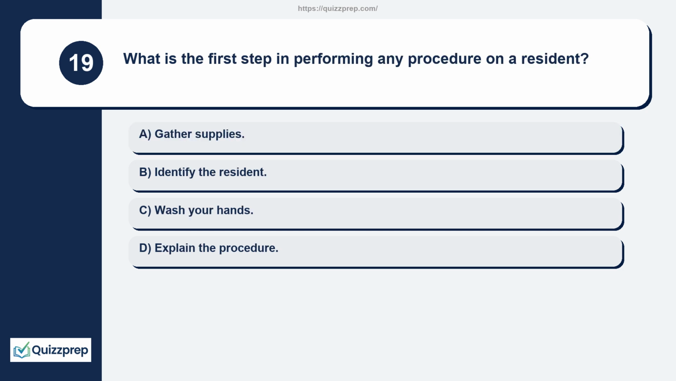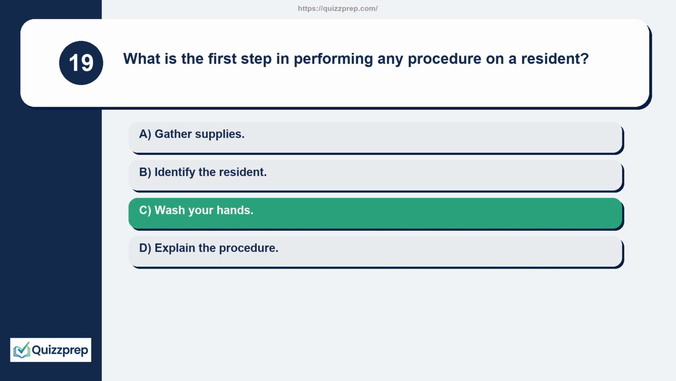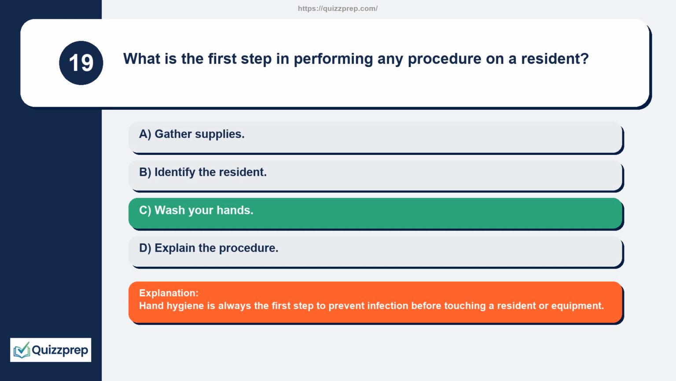Question 19. What is the first step in performing any procedure on a resident? Gather supplies, identify the resident, wash your hands, explain the procedure. Hand hygiene is always the first step to prevent infection before touching a resident or equipment.